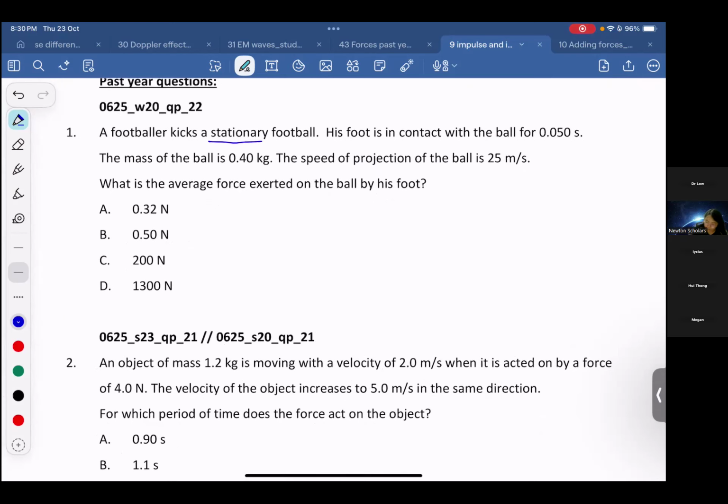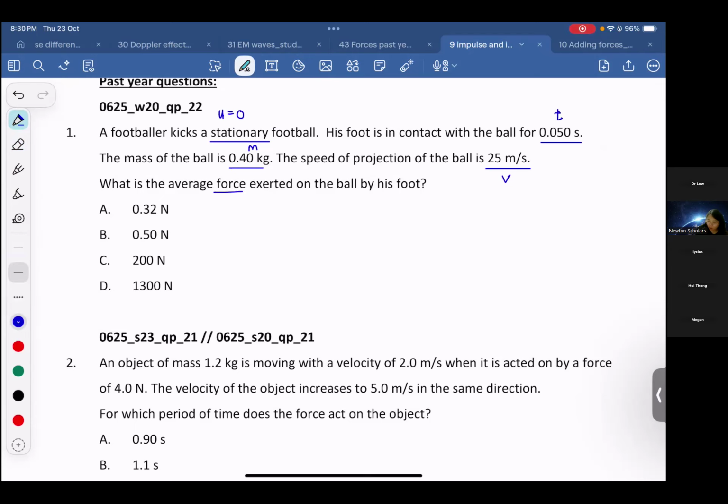Okay, keep stationary. So boys and girls, this is one of the keywords. Starting, the football is stationary. After that, the foot in contact with the ball, time of contact, or we say time of impact, this is time. The mass of the ball is 0.4, right, m? Speed of the projection. Initially the football is stationary, so initial velocity, you put u. This one, finally, you put v.